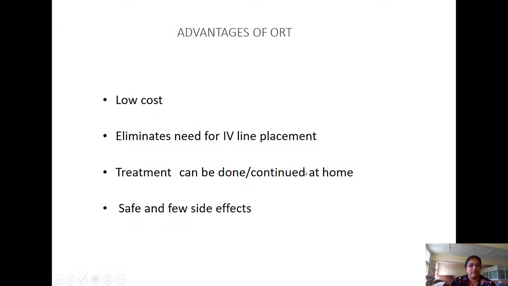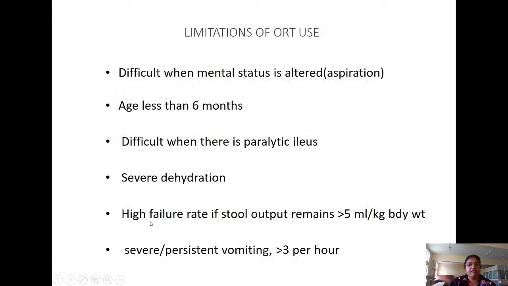and it can be stored for 24 hours. Now the advantages: it is low cost, and it eliminates the need for intravenous placement. Treatment can be done at home, and it is safe with very few side effects. Now, limitations.